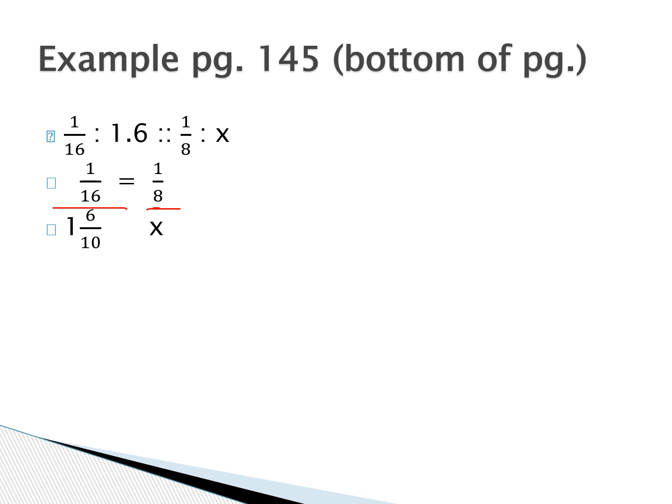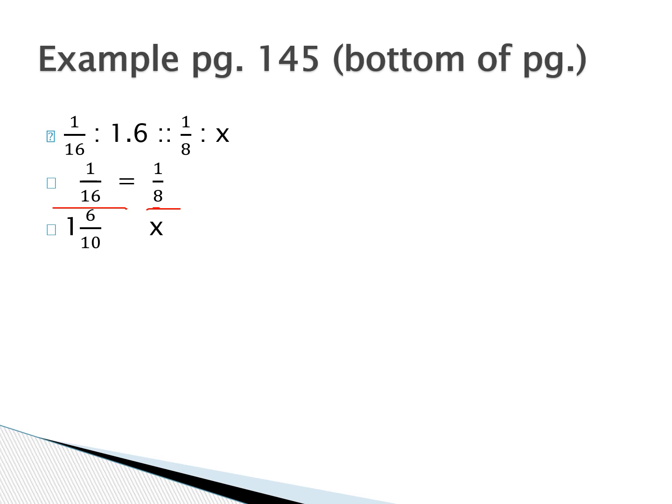Okay, then you go ahead and write that as a fraction. So you're going to convert this 1.6 into a fraction of 1 6/10, and then you do the same because you have the double colons here, so you're comparing these. So the 1/8 again goes on the top over the x because we're solving for x. All right, so we want to multiply these two across. Remember, multiplication is straight across.